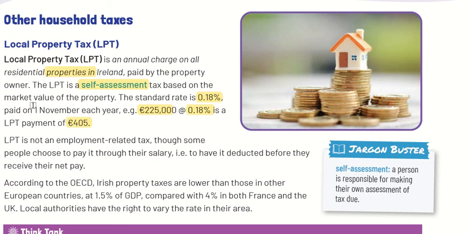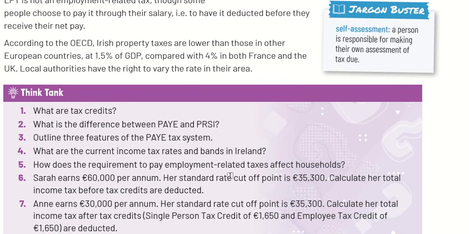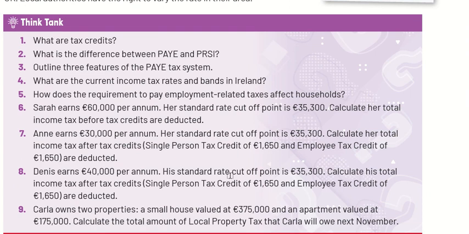And because of coronavirus, things were deferred when it came to property taxes and other taxes. Just be aware that 405 could be paid. Okay, and so that's pretty much it, looking at the local property tax. And some questions to do then on that lesson or section.